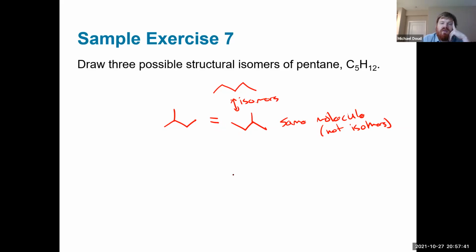So we have to think of another way to do this. So what I would do is, okay, well, let's go ahead and take the other CH3 over here and move it to this central carbon one more time. In this case, we get something that looks like this.